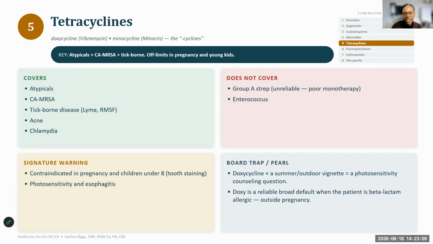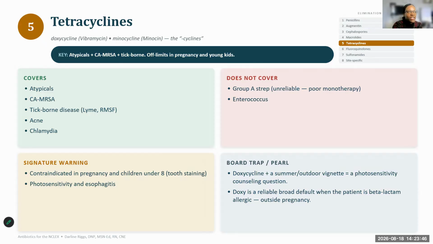Signature: if they're pregnant, this is not the drug for them. Okay. Signature warning: if they're under 8 years old, staining of the teeth. Okay. Photosensitivity, esophagitis. So there's education with that one. A little board trap here, a question trap. Doxycycline plus a summer outdoor type of question, photosensitivity. Okay. Educate. Don't go out in the sun between 10 and 2 o'clock. Wear your sombrero. Just stay out of the sun, period.